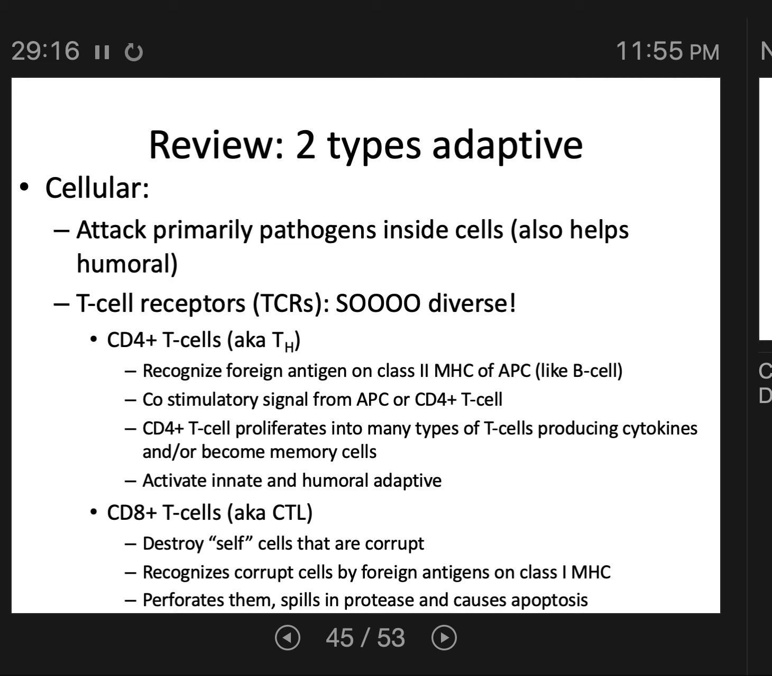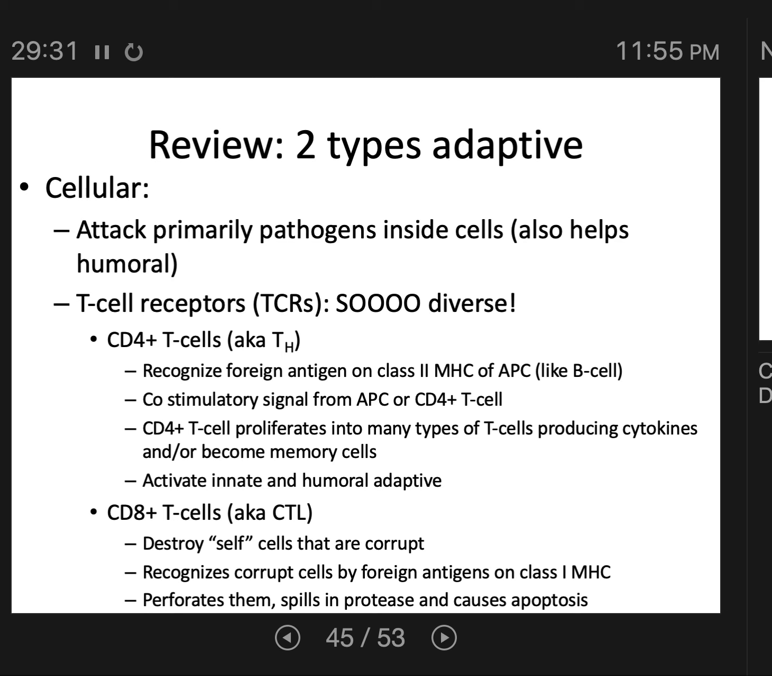And so this process, the whole cytokine releasing process, is going to activate the innate immune system. It's going to activate the B cells, the humoral adaptive immune system. So basically these are just cytokines to activate different branches of the immune system.